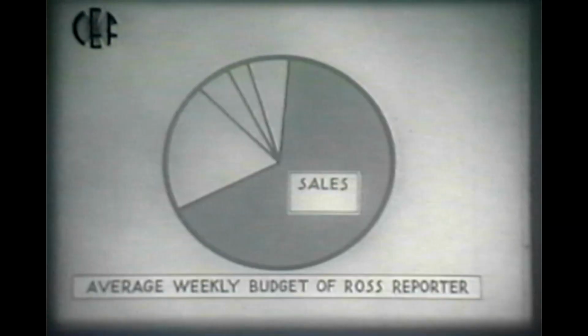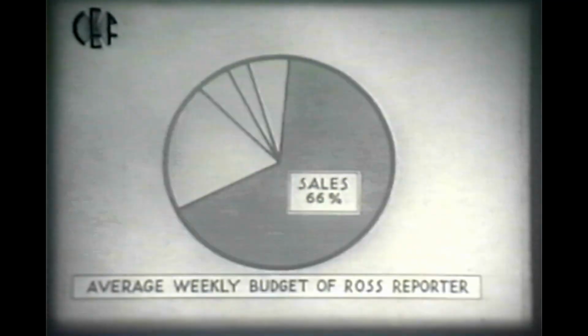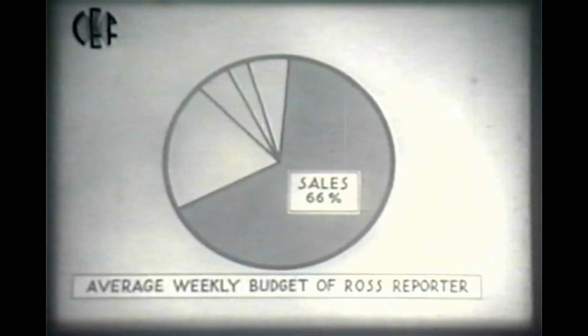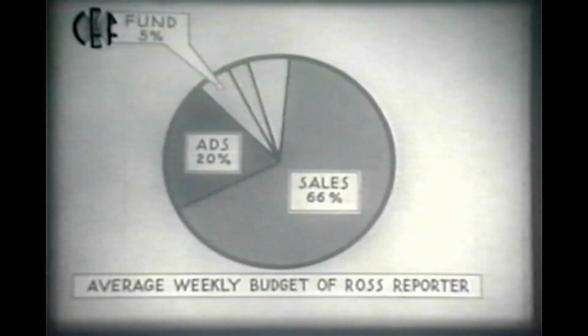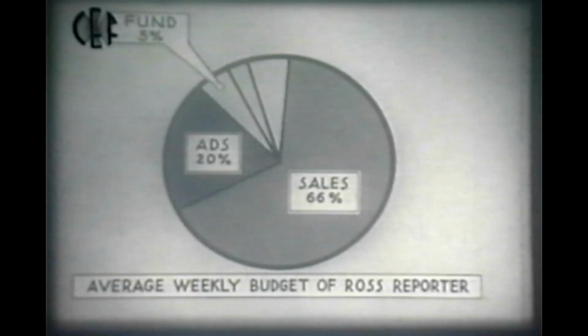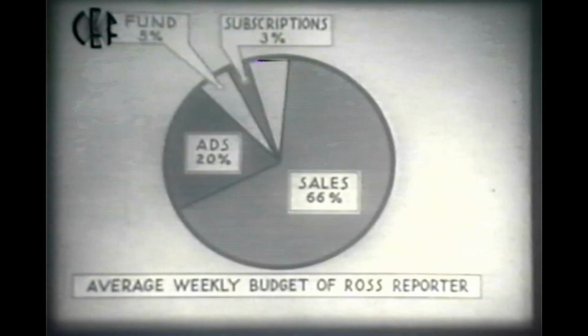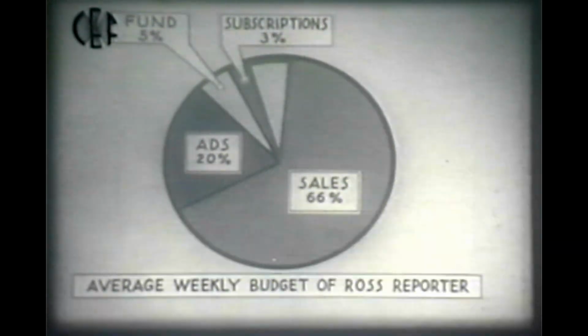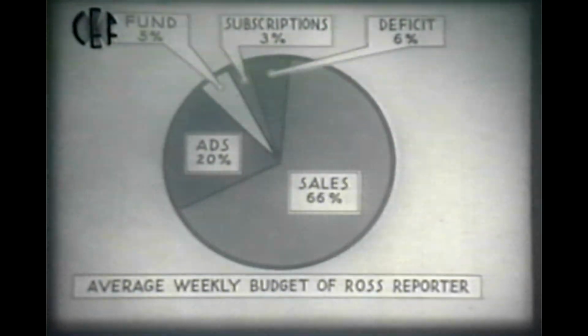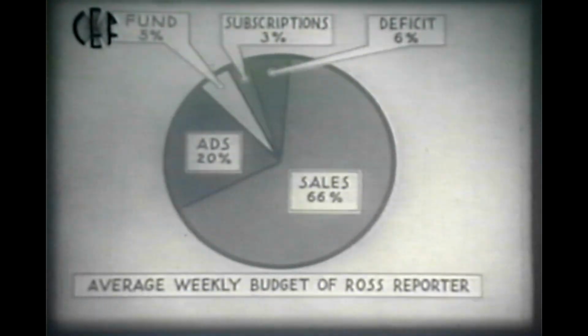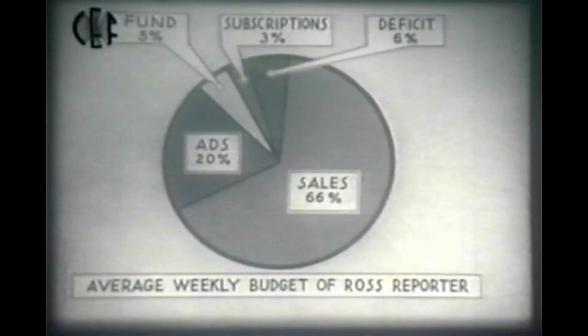From sales came their biggest amount, 66%, which was about $60. 20% of the cost was met from the advertising in the paper. The activity fund of the school supplied 5% of the money, and 3% came from alumni subscriptions. But notice that all this money did not quite make the whole circle. The graph clearly showed our deficit of 6%, or about $5.50 per week.